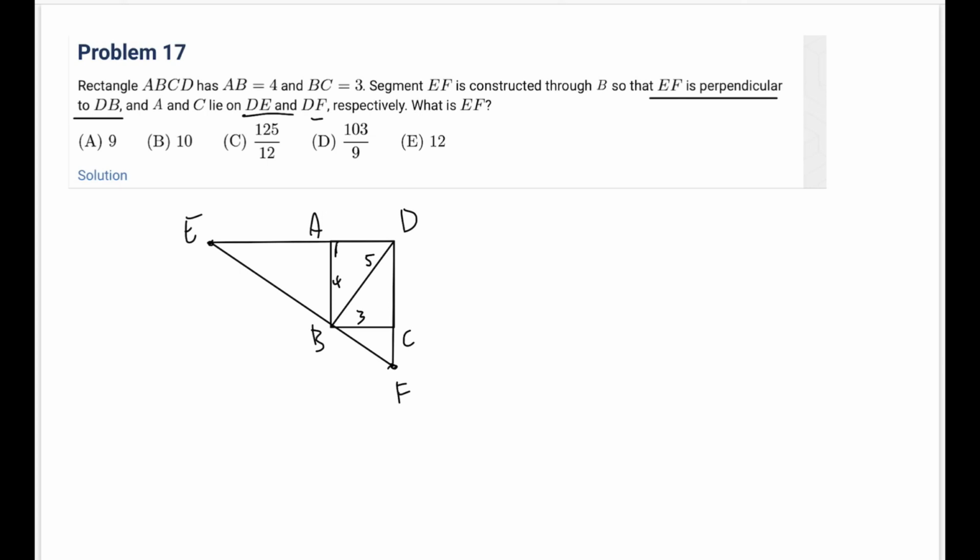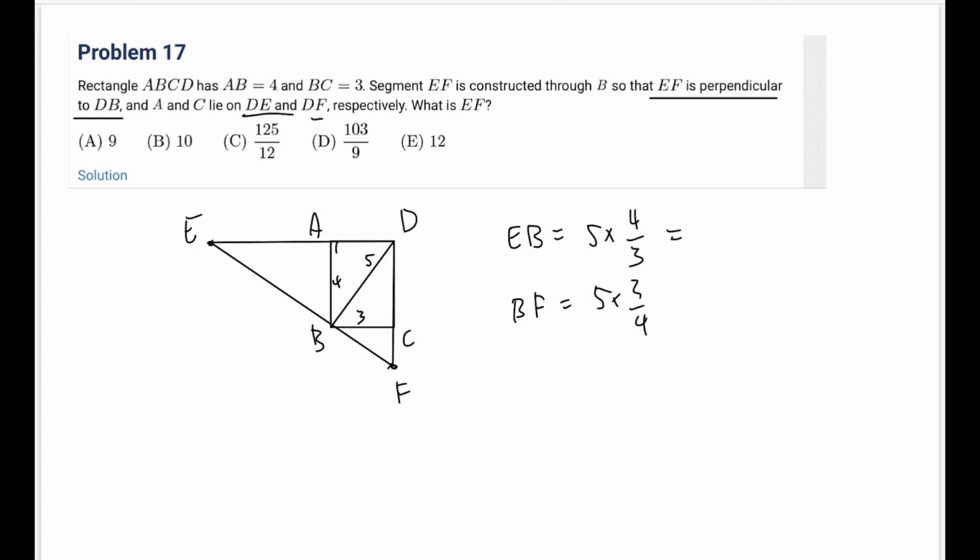And then since these triangles and this triangle and this triangle and this triangle, they are all similar, right? So using the similar triangles, we can say that EB equals 5 times 4 over 3, because of this triangle right here. And BF would be 5 times 3 over 4, because of this triangle here.